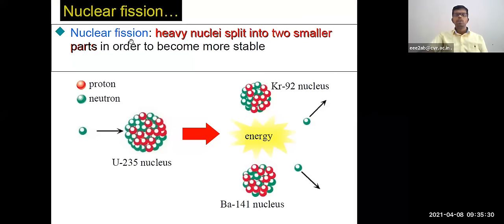Next, nuclear fission. A heavy nucleus splits into two parts in order to become more stable. If you see here, the heavy nucleus splits into two particles to become more stable. It is split into Kr92 and a barium 141 nucleus, along with some energy. This uranium 235 is split into these two particles to become more stable. The red color is the proton and the green color is the neutron.